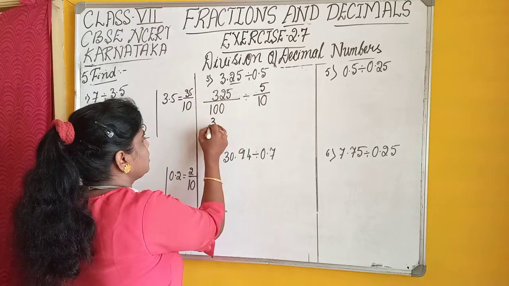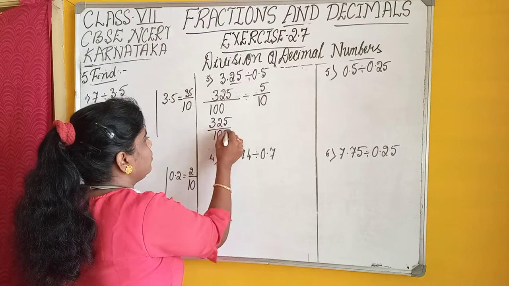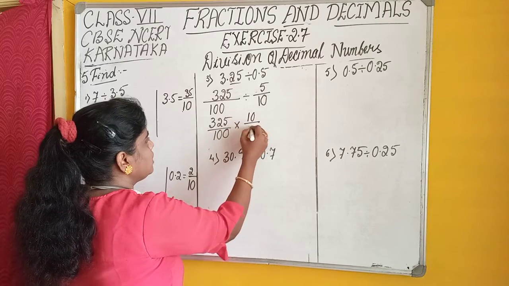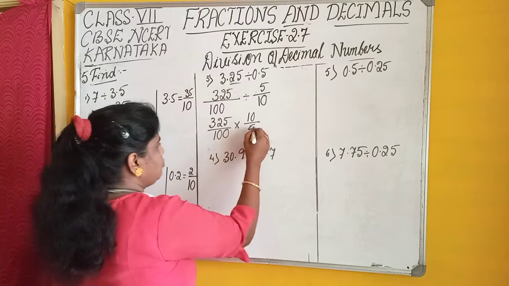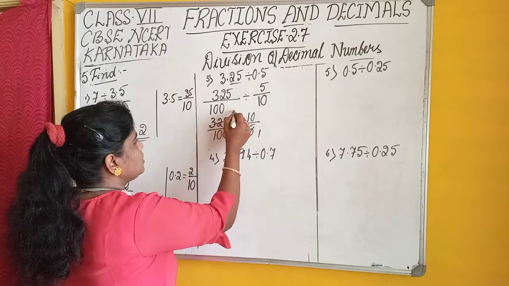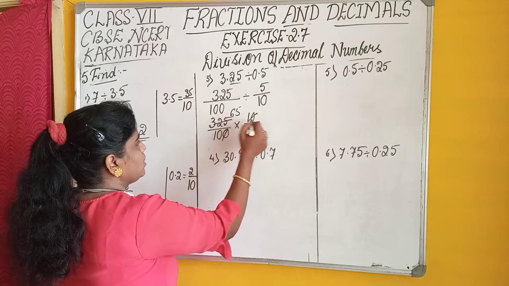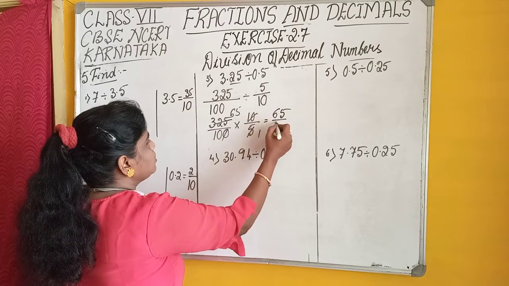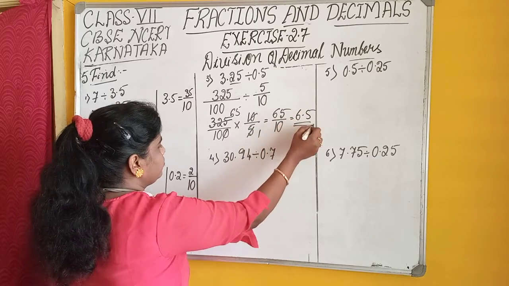Now simplify this. 325 by 100 divided by 5 by 10 will become multiplication and we have to take the reciprocal of that number. That is equal to 5 ones are 5, 5 sixes are 30, and 5 fives are 25. Okay. The zeros get cancelled. That is 65 by 10. That is equal to 6.5.